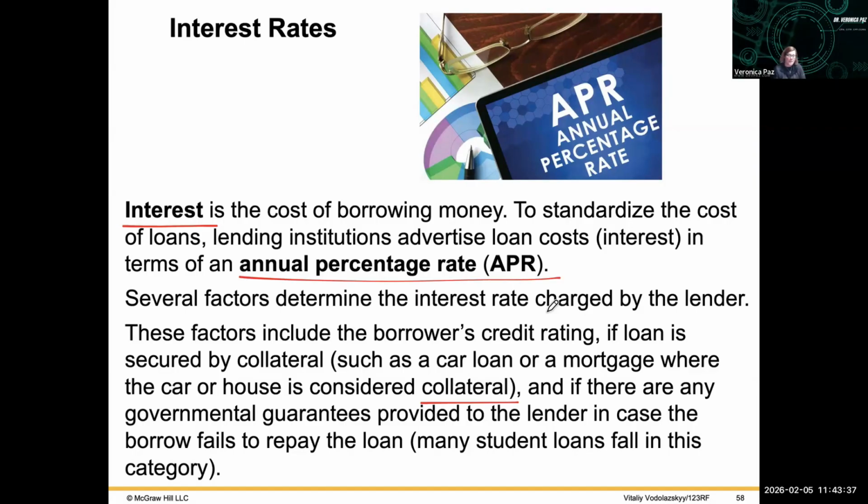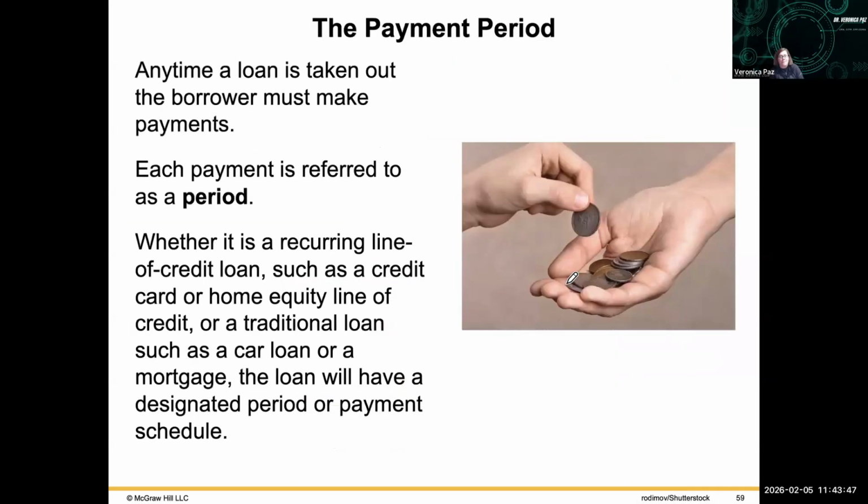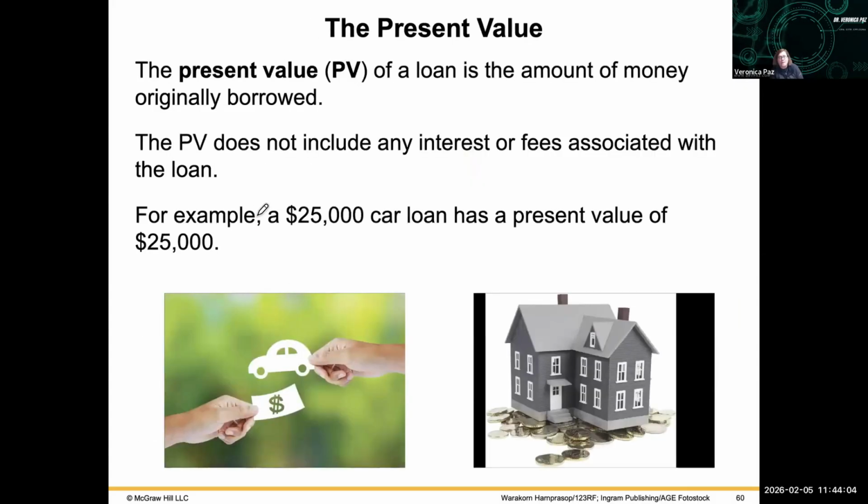For example, if you don't pay your car or your house, you file for bankruptcy. They'll take the car and the house, but then you're free of the debt. Not so much with student loans, so be careful about that. The payment period is anytime you make a payment. If you have a 60-month or 5-year car loan, each month is a period, and each payment you'd have to make, unless you're making them quarterly. But most loans make payments monthly.